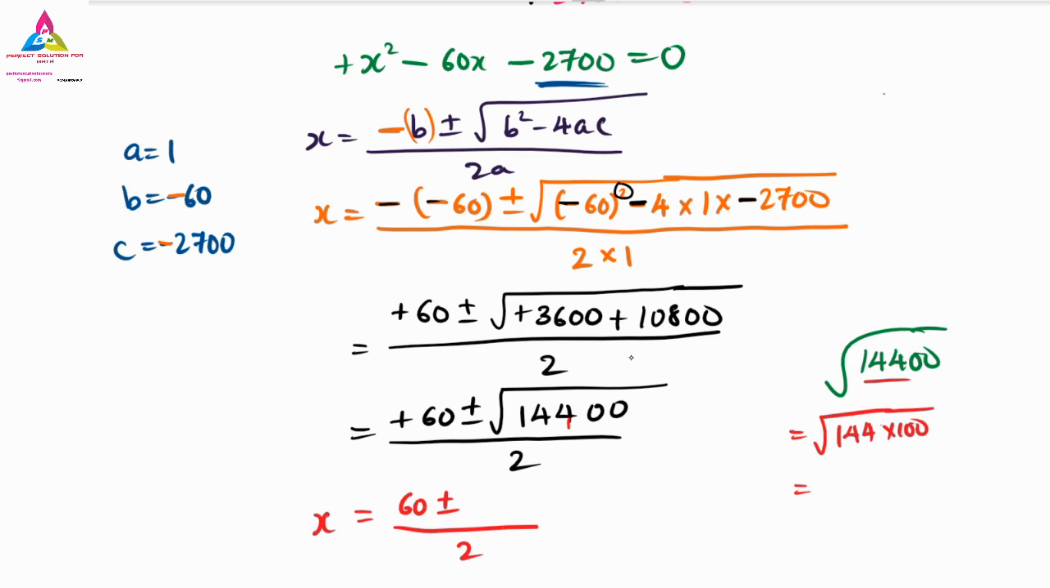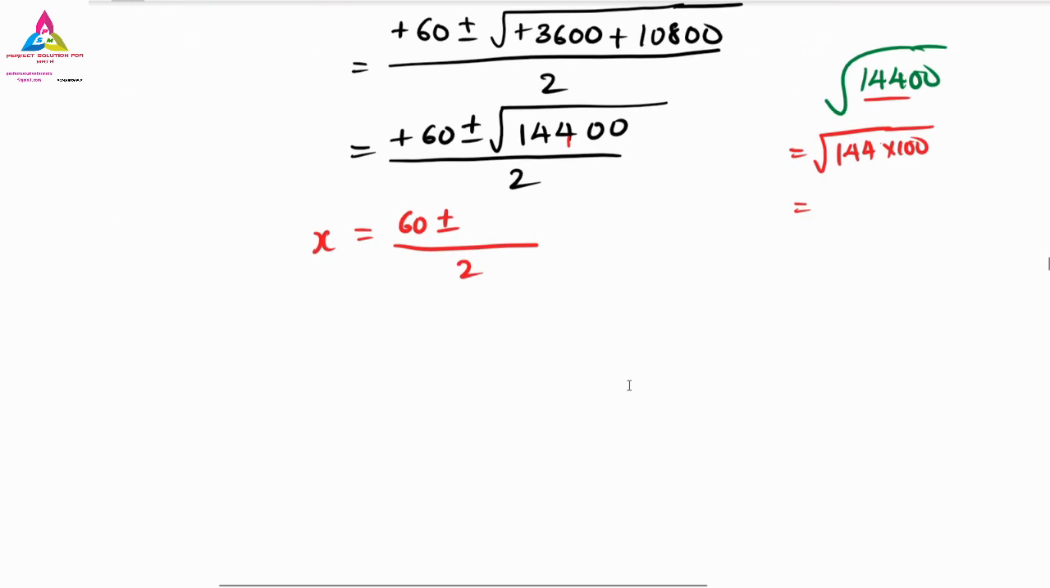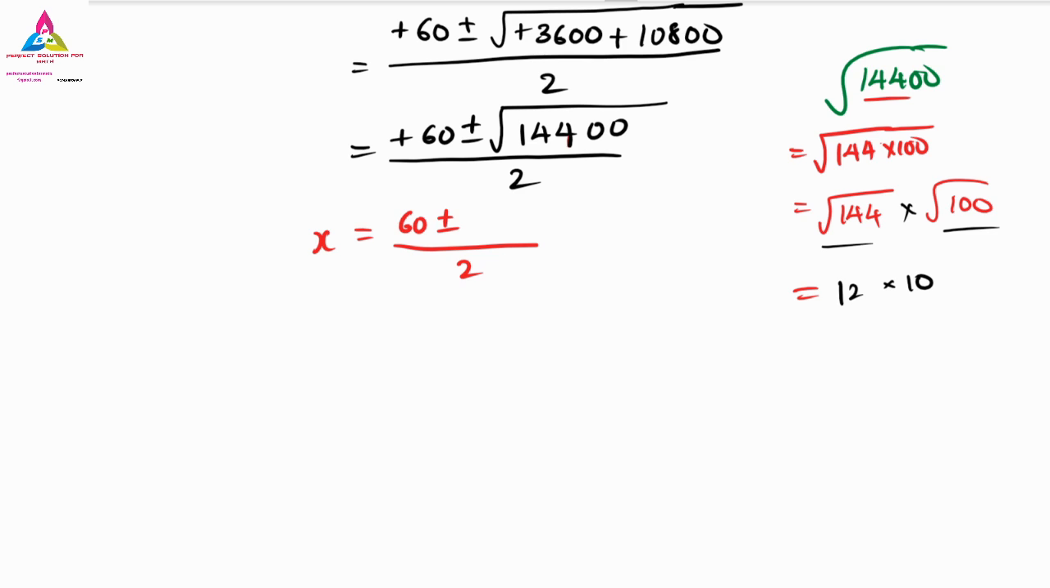We can separate it and write it down, because this 144 is a perfect square number. You can't see it, so I will take it a little bit up. This 144 is a perfect square number, 100 is also a perfect square number. So if we find the square root of 144 and the square root of 100, it will be easy. What is the square root of 144? Quickly. 12, very good. The square root of 100 is 10. So 12 into 10 is 120. So the square root of 14,400 is nothing but 120.